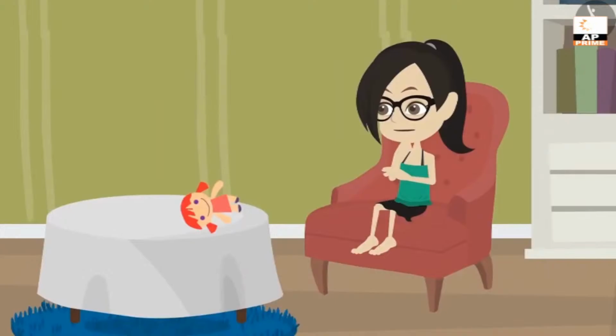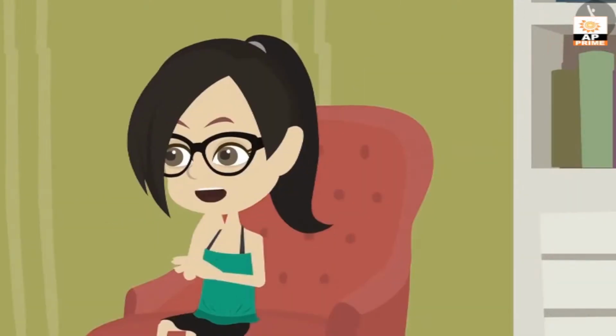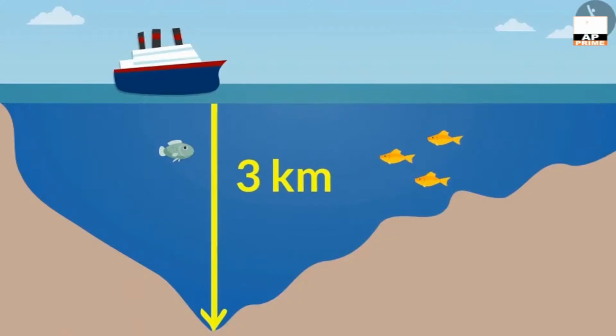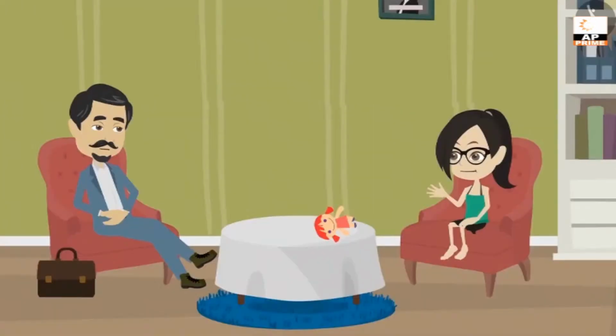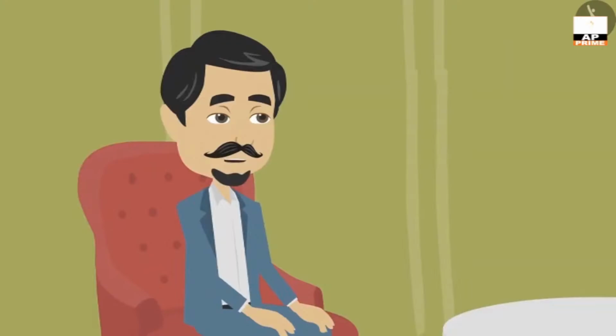Distance is measured in kilometers. What can be so deep to be measured in kilometers, Papa? Do you know, Vandana, there are some areas in the sea which are more than 3 kilometers deep. More than 3 kilometers deep. This is too much. There are many objects in nature which surprise us. In the next class, you will study about these objects.